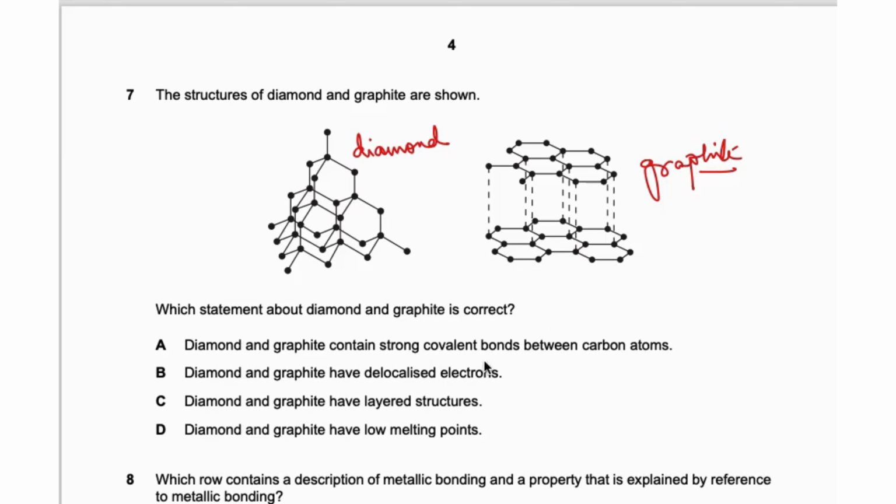Diamond and graphite contain a strong covalent bond between carbon atoms. Yes, diamond and graphite both are made with covalent bonds between carbon atoms. This answer is right. Diamond and graphite have delocalized electrons.